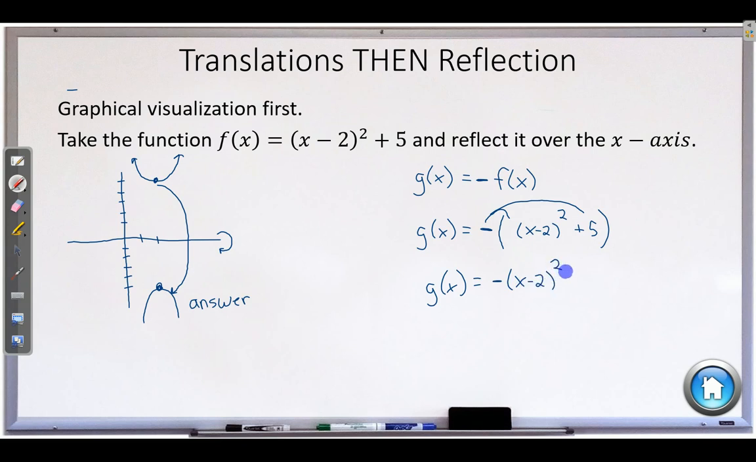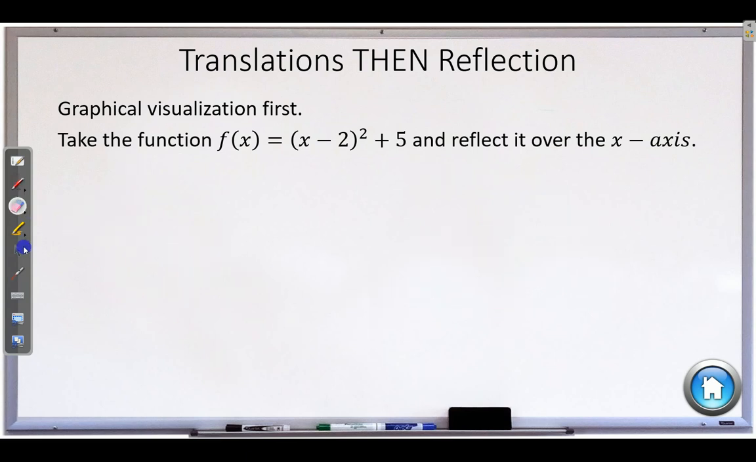That flips the parabola upside down, but it also goes to the 5, so a negative and a positive make a negative, which flips you down 5 here. So that's how it works algebraically and graphically. Hopefully when you visualize it, you can see that that flip brings you down, and so that plus 5 has to turn into a minus 5. That distribution is really the key there.